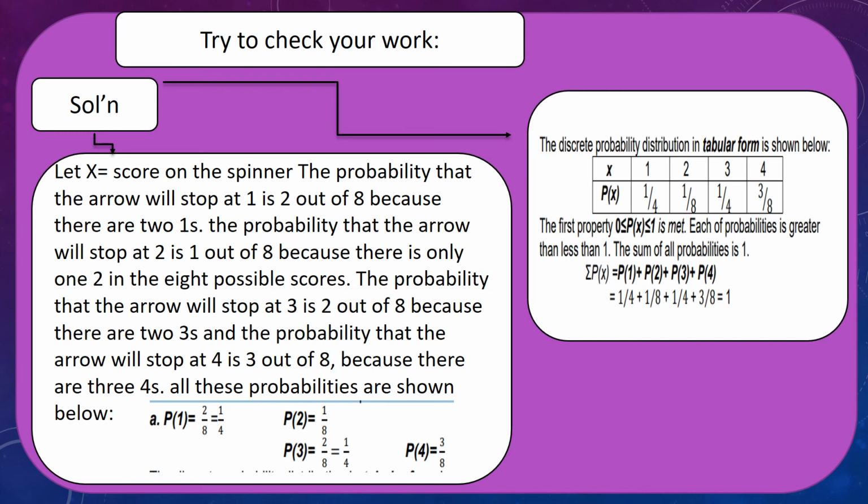Then 0 ≤ P(x) ≤ 1 is met. Each probability is greater than 0 and less than 1, and the sum of all probabilities is equal to 1. So the second property is also met.